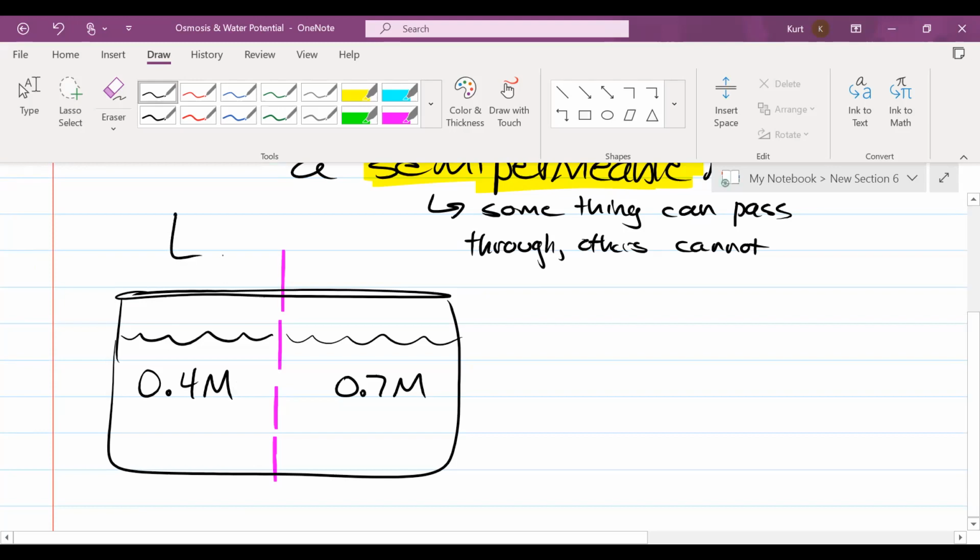I'll just put L and R. Which one, Sean? The right. I mean, I didn't major in math, but last I checked, 0.7 is greater than 0.4. So this means that the right side has more solute. This means that water will diffuse from left to right.